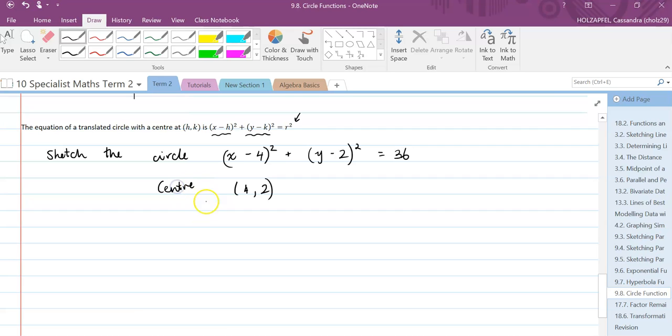How do we now find the radius of our circle? Well, remembering from our previous function, this r squared value at the end here is equal to 36, and so the square root of 36 is equal to 6. So the length of our radius is 6.